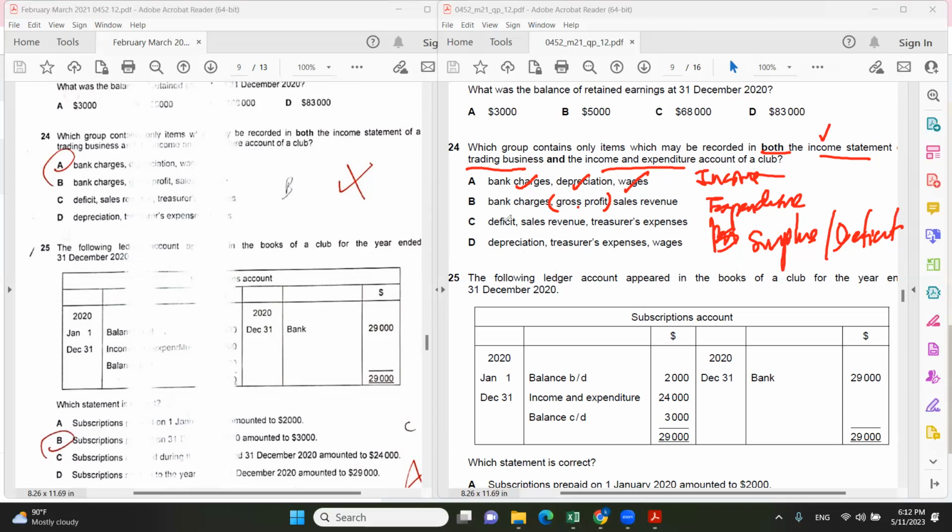Okay, deficit, this is under club account. Sales revenue reserve, this is under income statement. Treasurer expenses, this is under club. Depreciation, both also appear. Treasurer expenses under club only. Wages, both also will appear. So in this case, answer will be A.